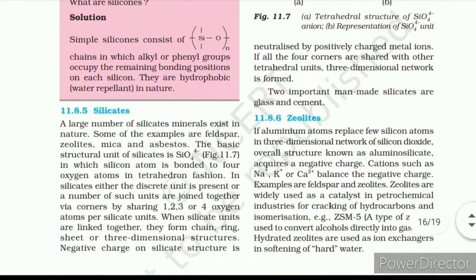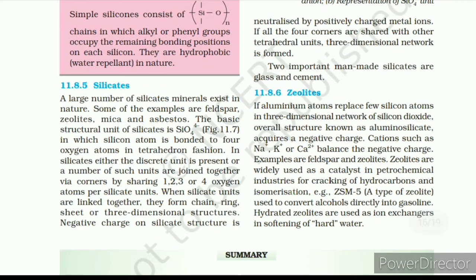When silicate units are linked together, they form chain, ring, sheet or 3-dimensional structures. The negative charge on the silicate structure is neutralized by positively charged metal ions. If all the 4 corners are shared with other tetrahedral units, a 3-dimensional network is formed. 2 important man-made silicates are glass and cement.